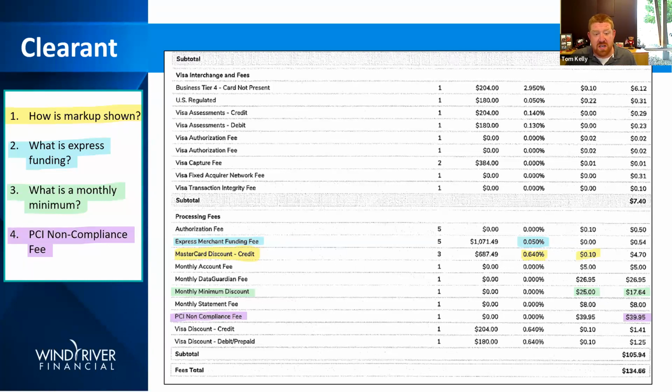And then something else I want to touch on, the PCI non-compliance fee. Again, there are some things you need to do: the annual self-assessment questionnaire and network vulnerability scans. We see a ton of these when looking at statements. There's not a lot of education in our industry around PCI compliance. Obviously there's the financial aspect, but I think the bigger piece is the security and protection of your business. So if you're seeing a non-compliance fee, I think that's a red flag to have a conversation around improving the security of the credit card processing program.